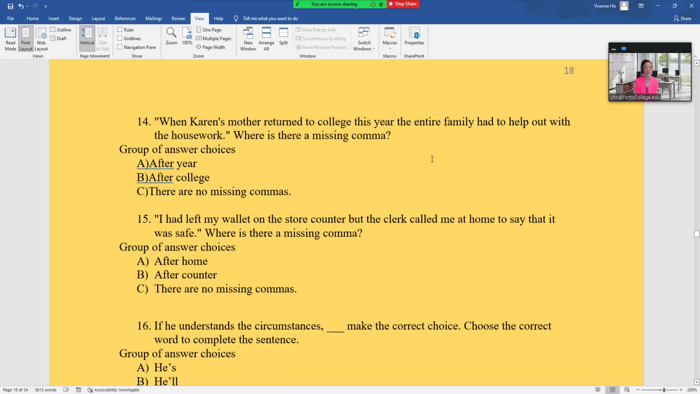14. When Karen's mother returned to college this year, the entire family had to help out with the housework. Where is there a missing comma? So when Karen's mother returned to college this year, then you have a comma. So when a dependent clause comes at the beginning of the sentence, you have to put a comma there. So the correct answer is A, after year.